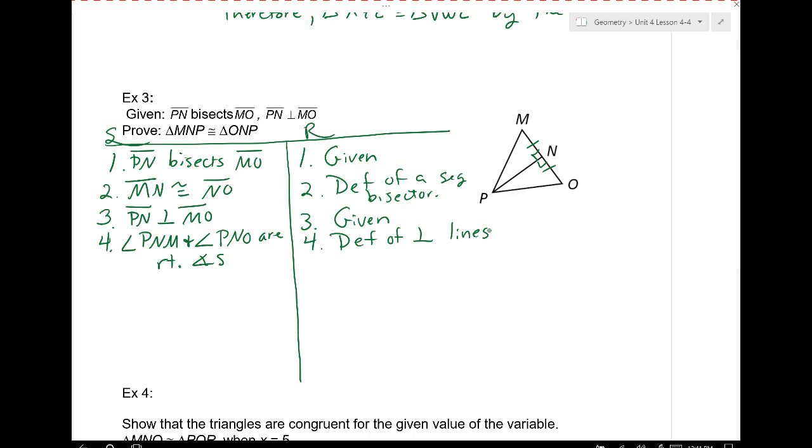Well, don't we have a theorem that says all right angles are congruent? This is where we're going to use it, and you're going to use that a lot this chapter. So my very next step is going to be angle PNM is congruent to angle PNO because all right angles are congruent. Now guys, look what I have marked in my diagram.